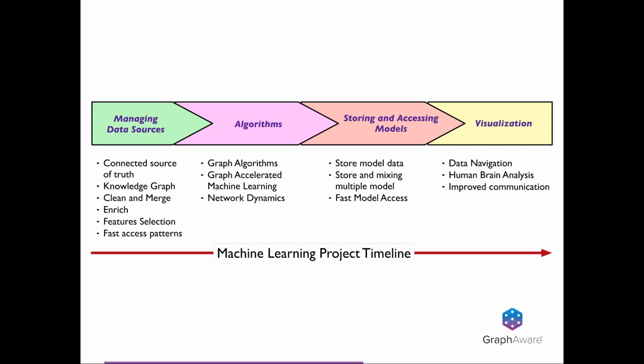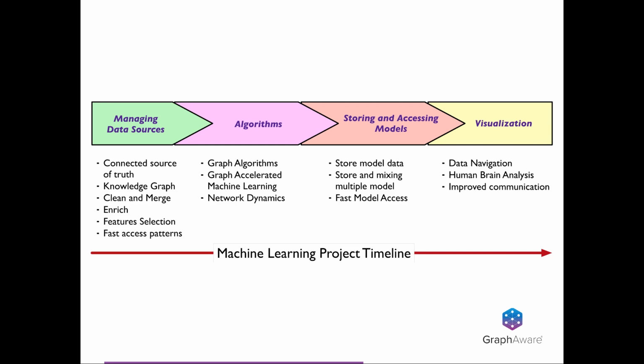And specifically, graphs can be used to create a single connected source of truth, a knowledge graph that gathers data from a variety of different data sources, thanks to the schema structure and the data model based on simple concepts such as nodes and relationships. And then on top of it, you can perform cleaning and merging. You can enrich it by using external sources of knowledge. And at that point, you can extract features thanks to the fast access patterns.